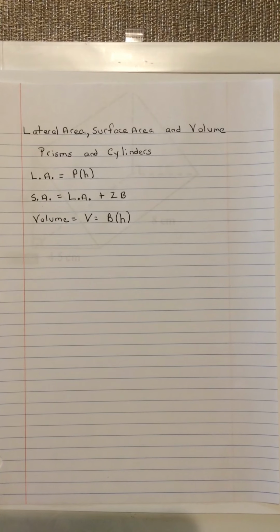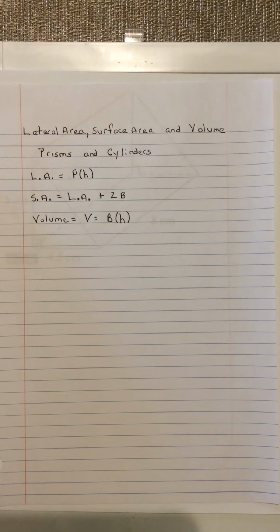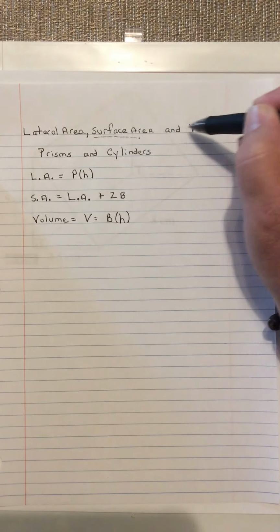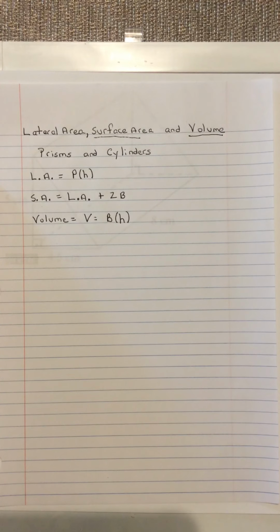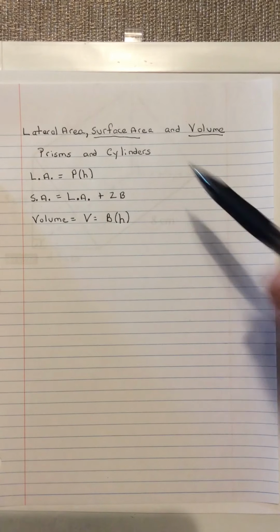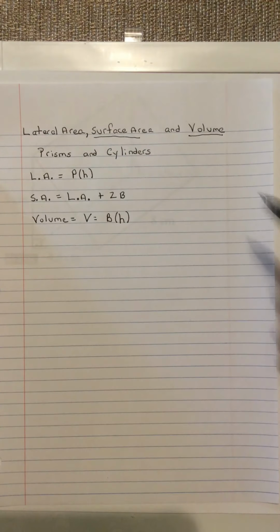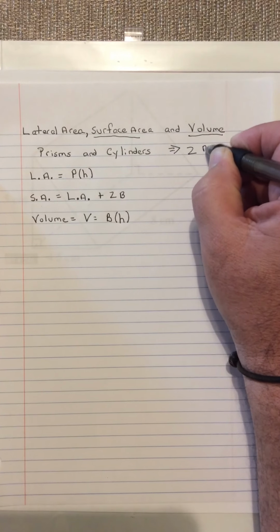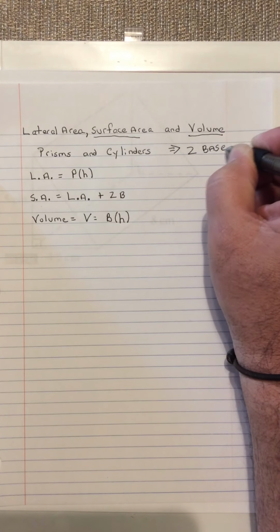These short videos are going to work through some examples of surface area and volume for prisms and cylinders. And if you watched Mr. Mead's videos, we put prisms and cylinders together because they have two bases. So we can use the same formulas.